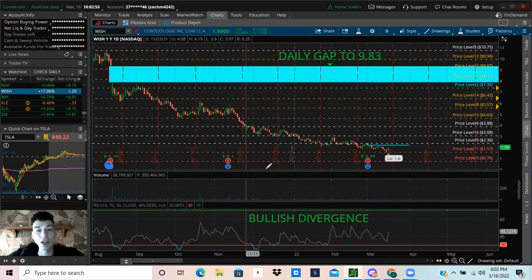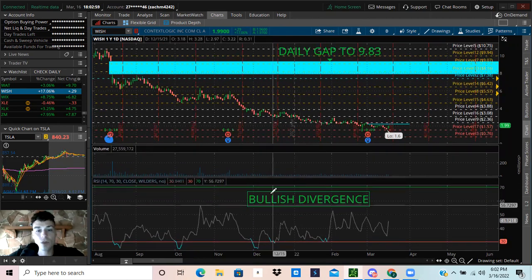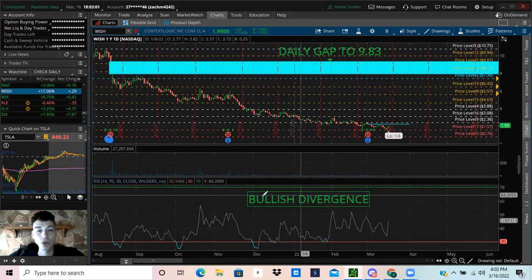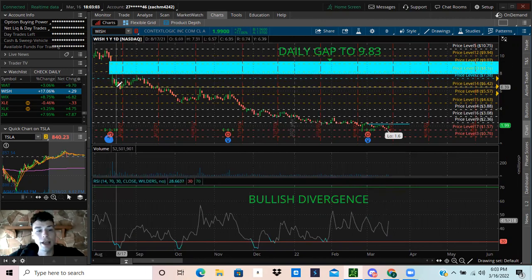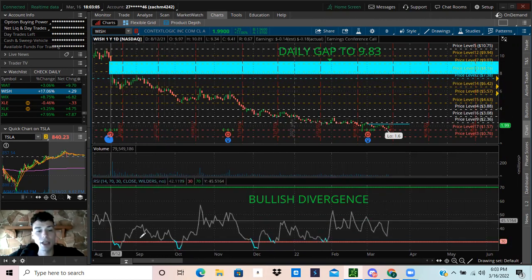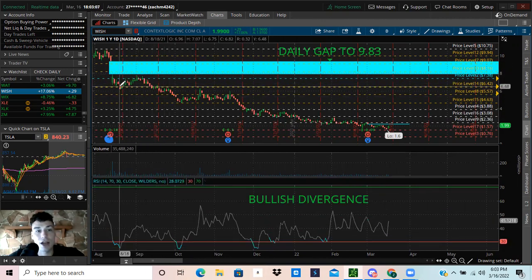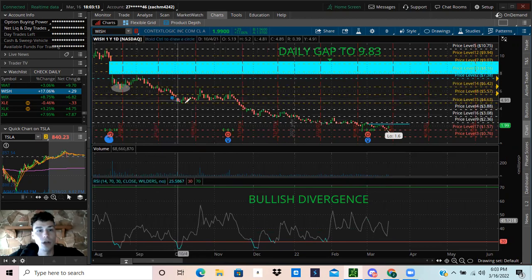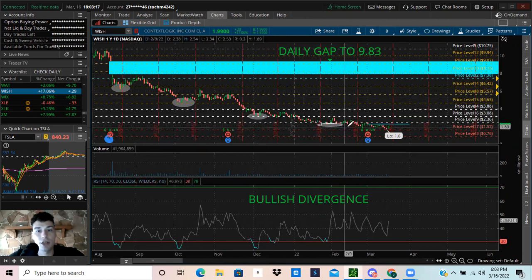The first thing we're going to touch on is this bullish divergence, okay? If you see this right here, we have some bullish divergence that's been going on. Essentially what's happening is the stock price has kept going lower and lower and lower, okay? Here's a low, there's a lower low, lower low, continually making lower lows on the stock price.